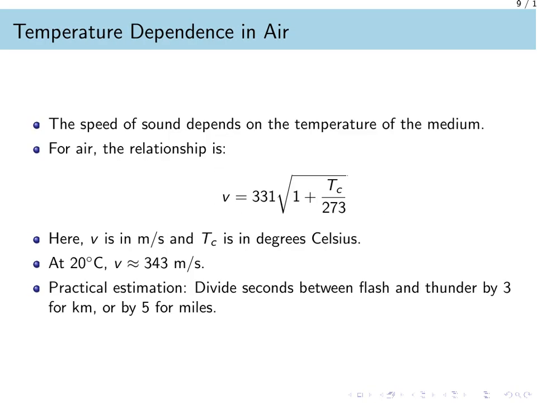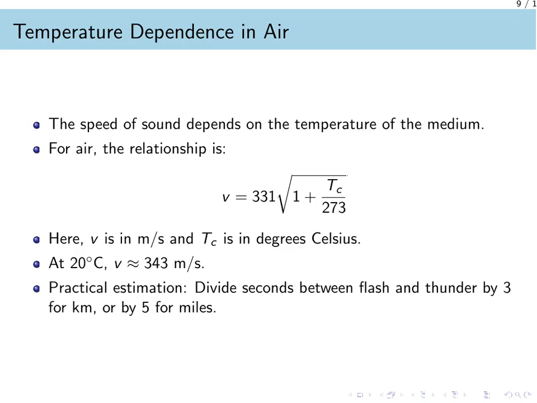In air, the speed of sound is notably sensitive to changes in temperature. The relationship can be expressed by the formula: speed equals 331 times the square root of the quantity 1 plus the temperature in Celsius divided by 273. This formula uses 331 meters per second as the base speed at 0 degrees Celsius. If the temperature rises to 20 degrees Celsius, the speed increases to approximately 343 meters per second.